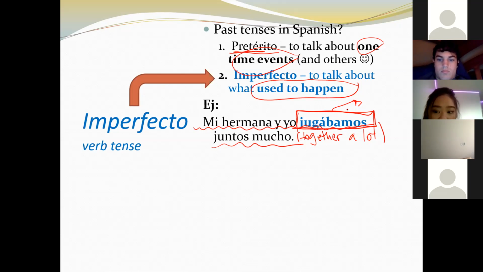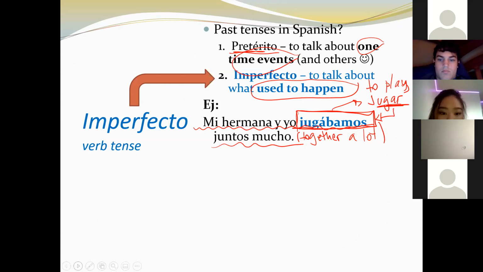What is it? Like play? To play, right? And in Spanish, how do you say it? Jugar. That was my question. So the verb jugar becomes jugábamos in the imperfect. Does that make sense, you guys?